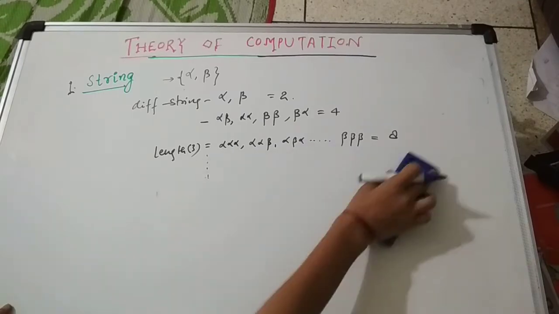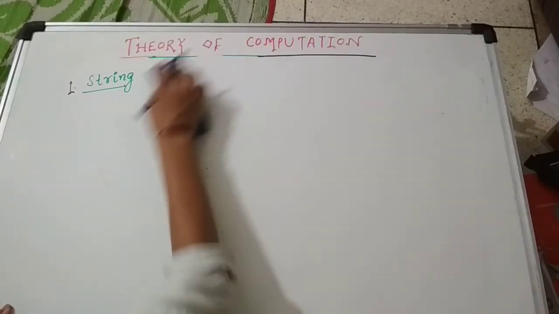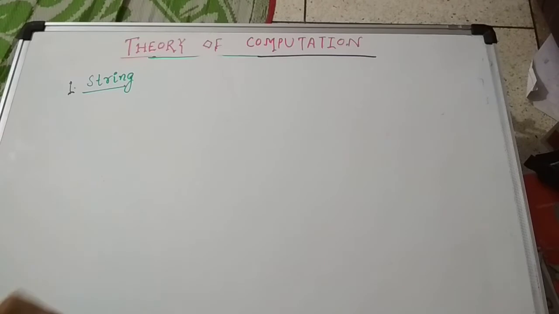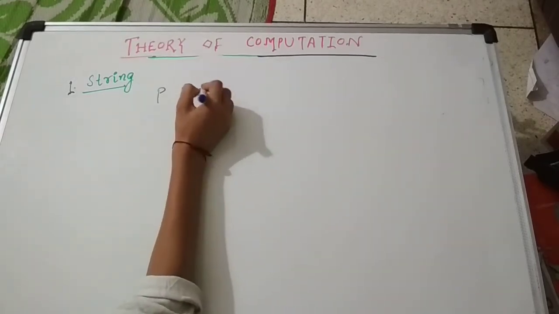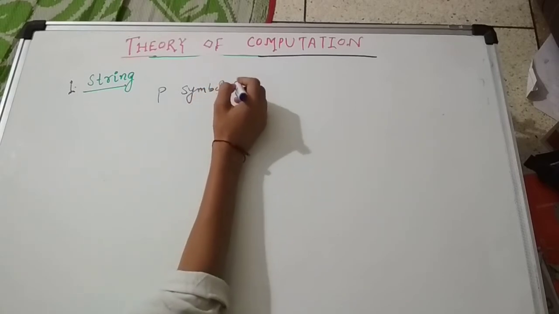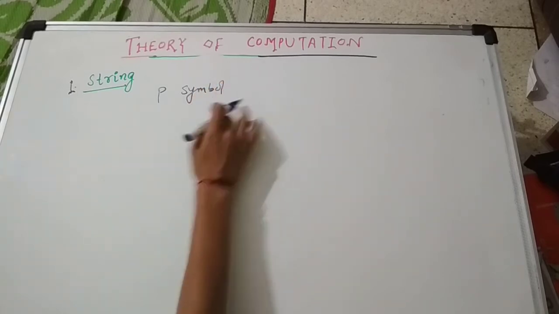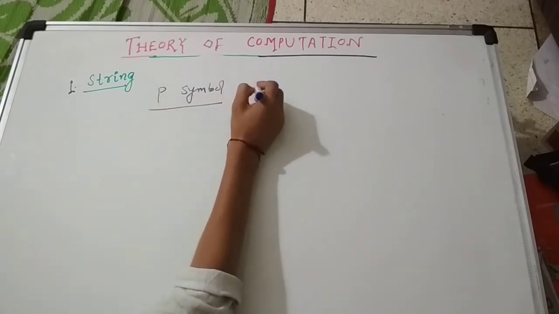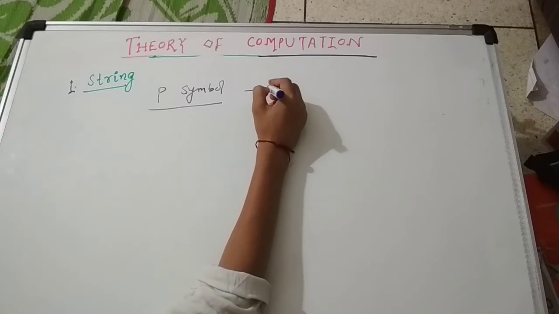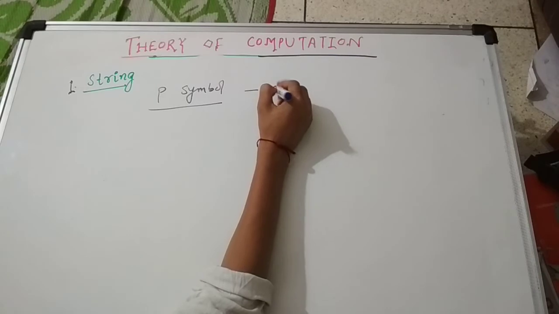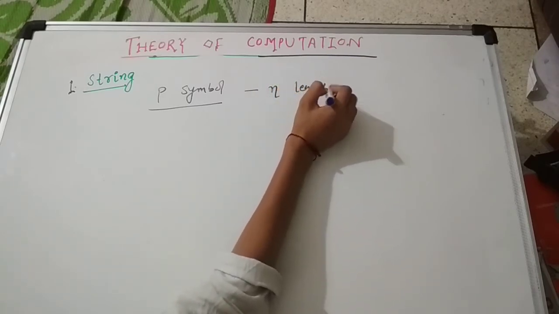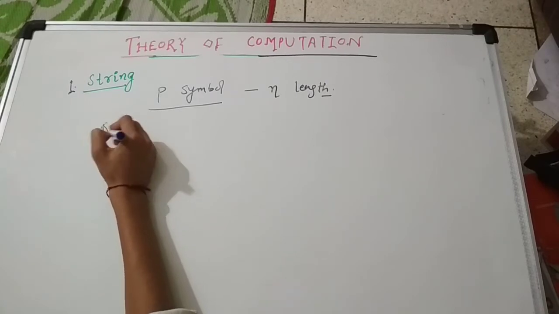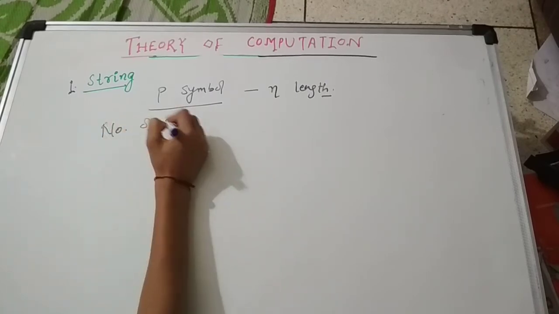So let us take another question, or talk in general. Just imagine if we have p different symbols, alpha, beta, gamma, something like that, and we have to form a string of length n. Then how many different strings are possible?